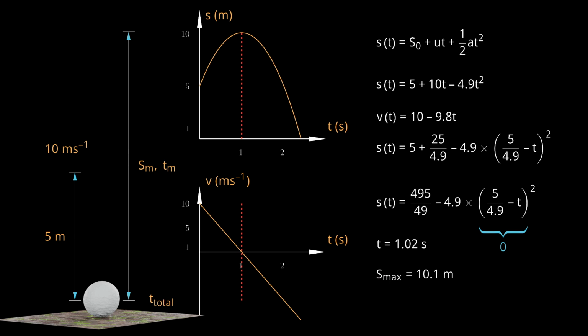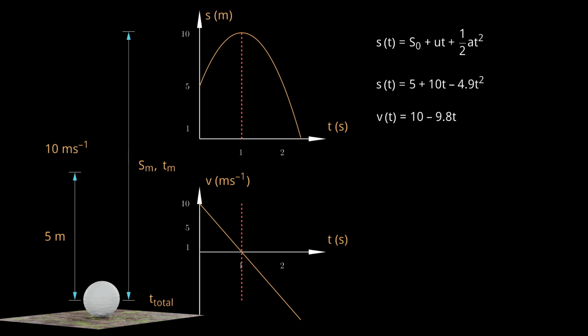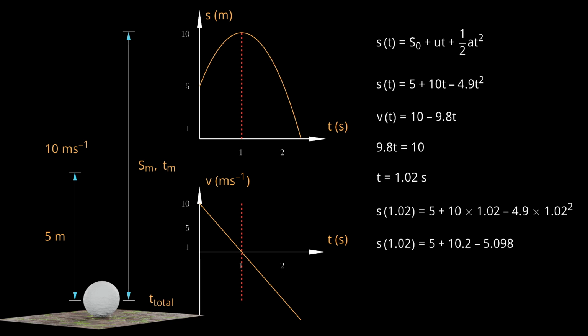Okay, next, we will use the velocity equation to determine the time at which the ball reaches its maximum height. Since the velocity is 0 at this point, we will substitute 0 for v of t in the equation and solve for time. This gives us the time at which the ball reaches its maximum height as 1.02 seconds, which is consistent with our previous result. Now, we can substitute this time into the displacement equation to determine the maximum height reached by the ball. After solving the expression, we find that the maximum displacement matches our previous result, confirming that both methods yield the same solution.